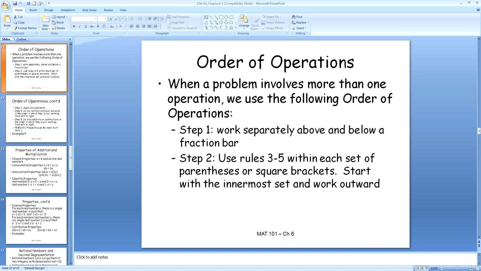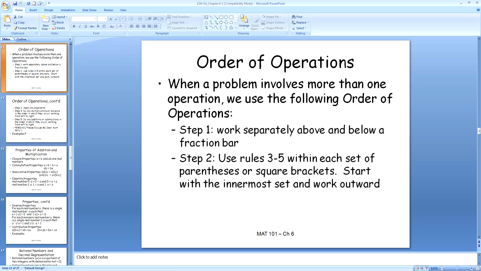So, for example, if you have a problem that performs this, then you can do the numerator and denominator separately. The next step is to use rules 3 to 5 within each set of parentheses or square brackets. So you look at the brackets, the innermost set, and you work your way outward.